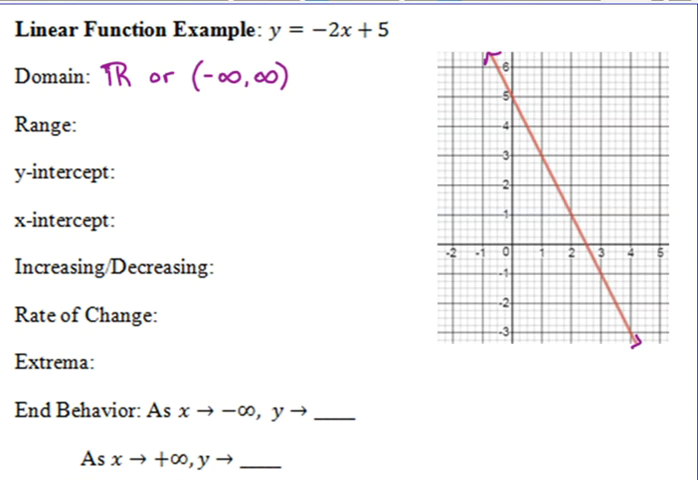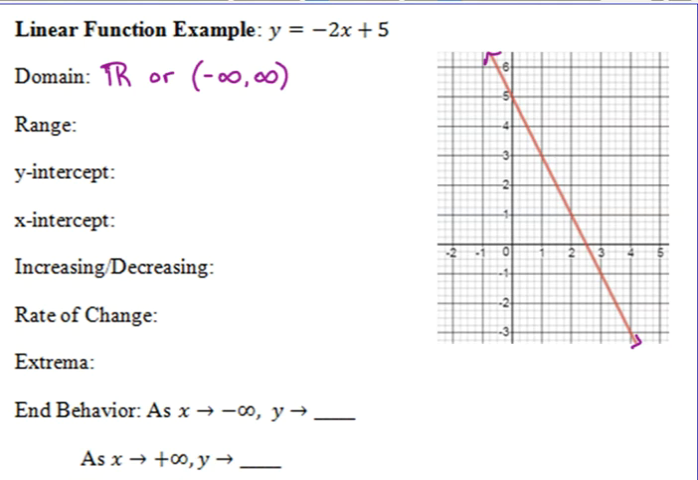What that means is any number between the biggest negative number that you could possibly imagine and the biggest positive number that you could possibly imagine, any number between those works. If you plug it into the function, you're going to get an answer. You can multiply any number that you want by negative 2, you're going to get a result. You can add 5 to it, you're always going to get a number. There aren't any issues, there aren't any problems.